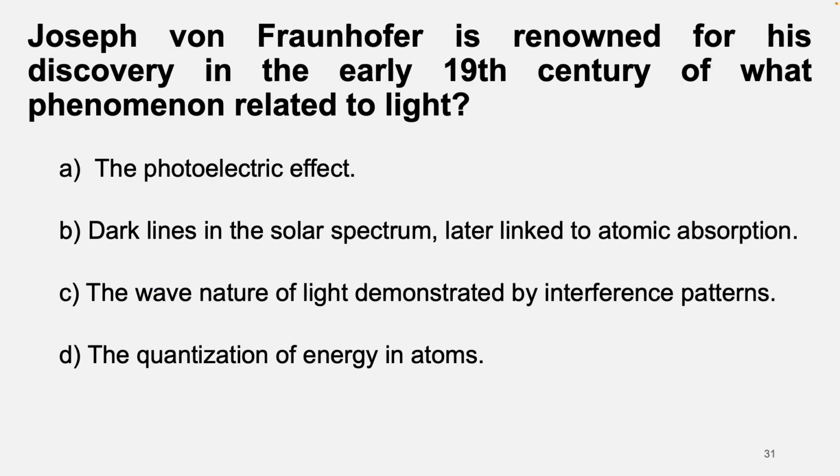Next question is, Joseph von Fraunhofer is renowned for his discovery in the early 19th century of what phenomenon related to light? The photoelectric effect, dark lines in the solar spectrum later linked to atomic absorption, the wave nature of light demonstrated by interference patterns, the quantization of energy in atoms.